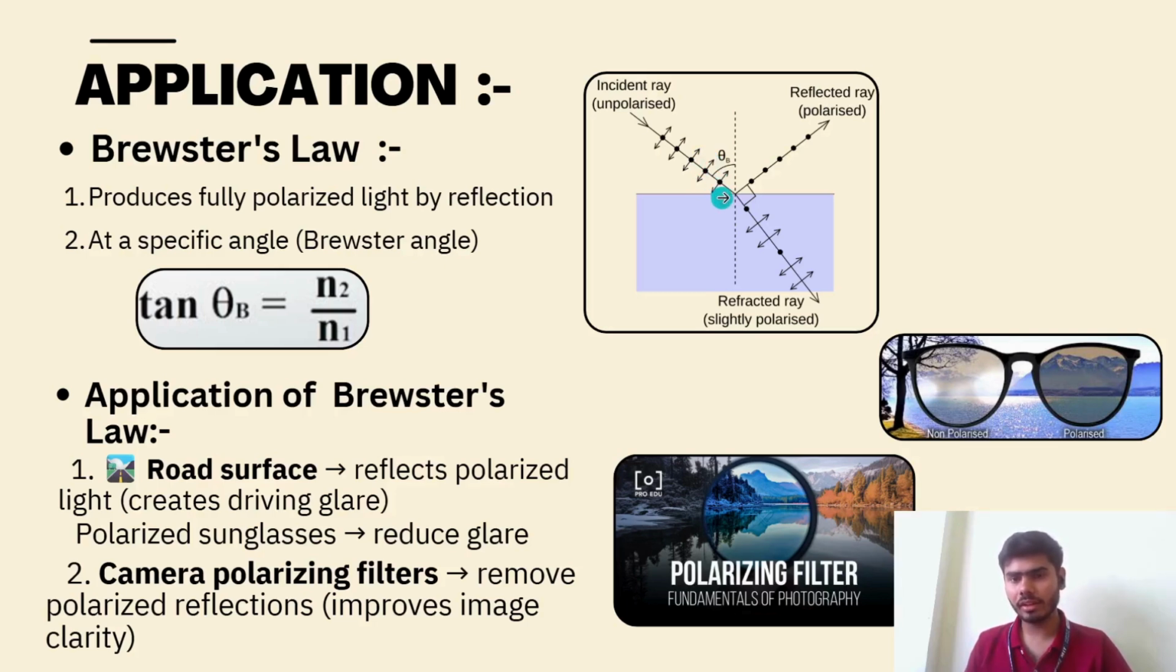When it hits the surface, it splits into two rays. One is the reflected ray and the other is the refracted ray. The reflected ray is a fully polarized ray, and the refracted ray is slightly polarized. The reflected ray is visible to us in various situations, and we see it in day to day life also. So let's talk about the applications of Brewster's law.